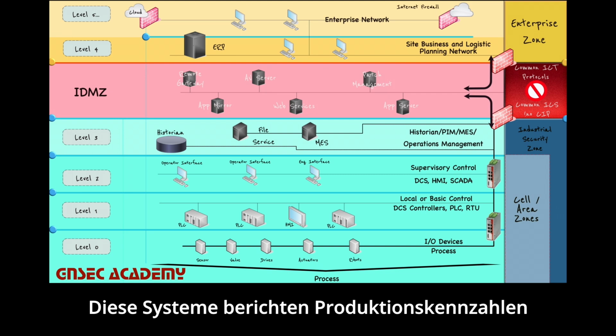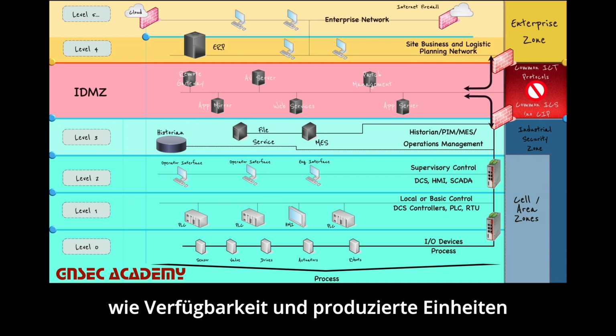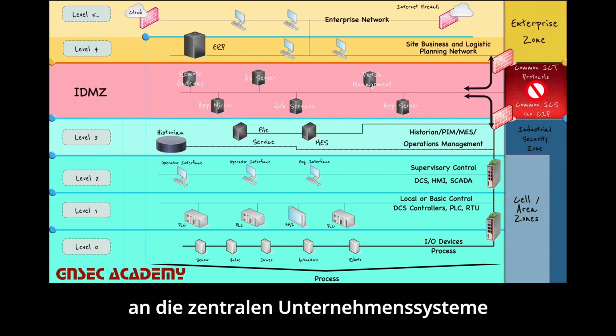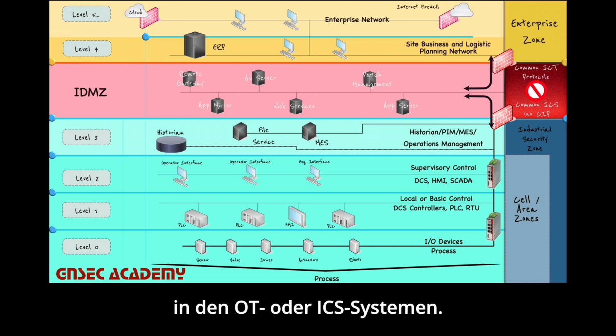These systems report production statistics such as uptime and units produced for corporate systems, and take orders and business data from the corporate systems to be distributed among the operation technology, the OT, or ICS systems. Systems typically found here in level 4 include database servers, application servers, like web report servers, MES, file servers, email clients, and so on and so on.